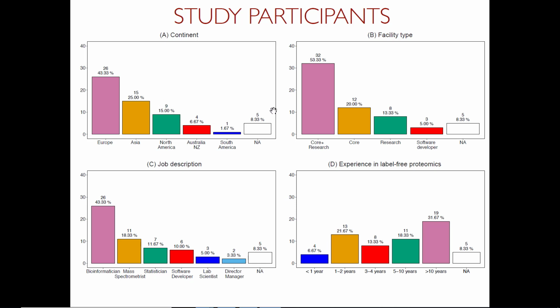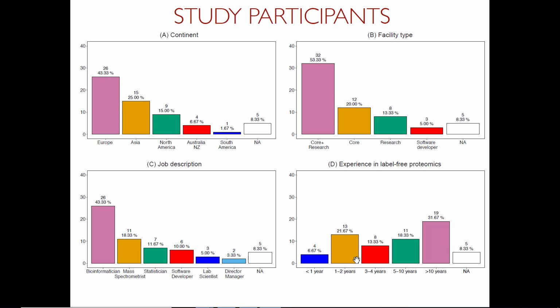And we had participants in the studies. Many came from Europe, and not as many came from the US. Most work in core facilities, but there were also some people who are doing research. The majority were bioinformaticians, but we also had some statisticians, software developers, and so on. And the majority were quite experienced, with 10 plus years of work in these facilities.